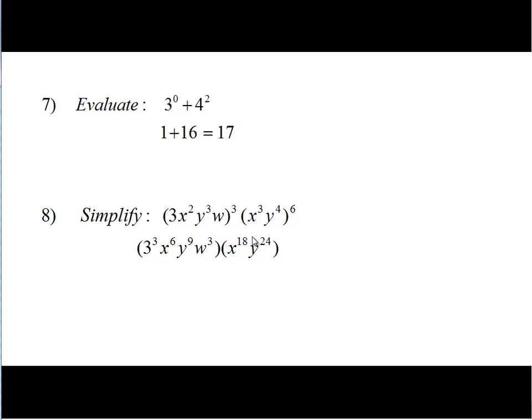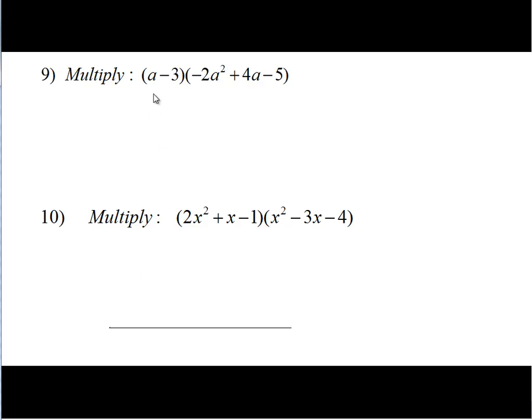Now, whenever you're multiplying, you add the powers. 3 to the third is 27. Then 6 plus 18, and 9 plus 24, and then w just gets that one. So 3 to the third is 27, 6 and 18 is 24, 9 and 24 is 33, and w to the third. So if it's on parentheses, you multiply the powers. If they're next to each other, you add the powers.